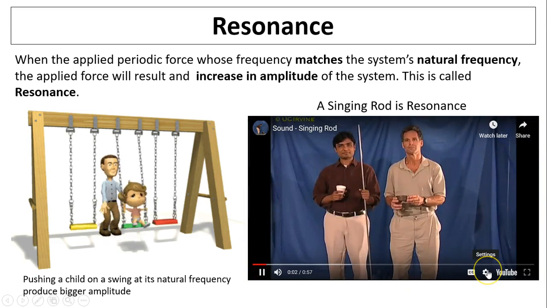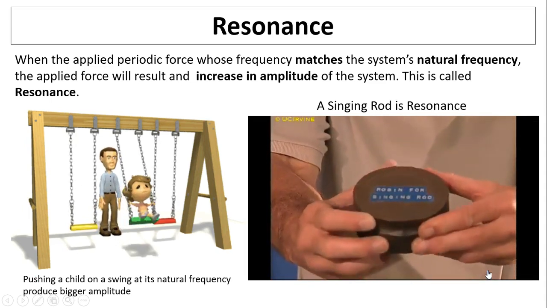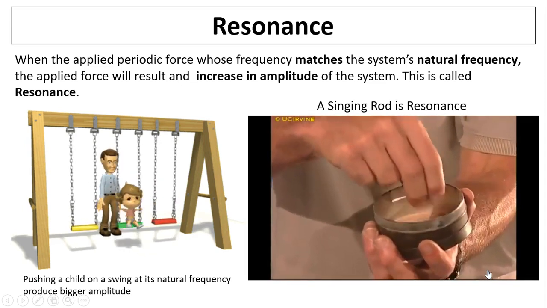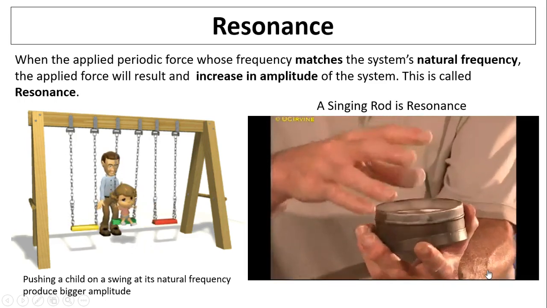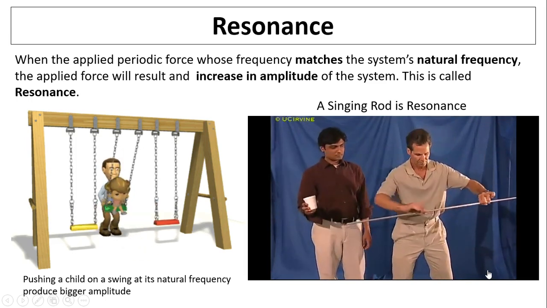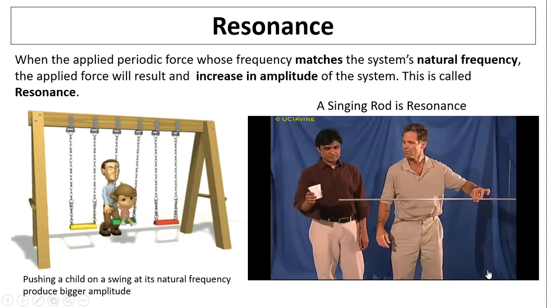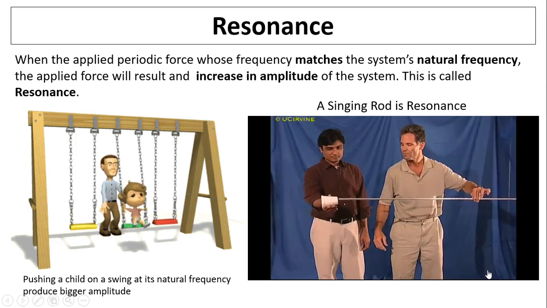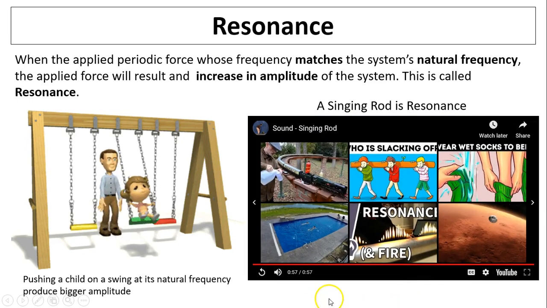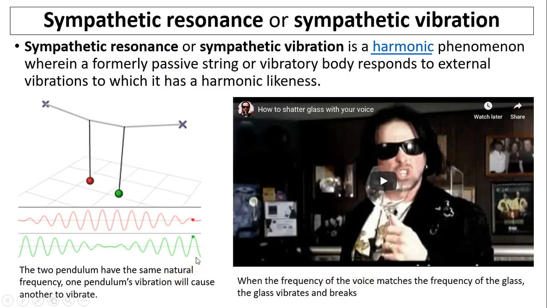Singing rod. John will create large amplitude waves at the natural frequency of this aluminum rod. He puts sticky rosin on his fingers so he can grip the rod tightly. As he pulls the rod, it sings at its natural frequency. Manoj uses the foam cup as a speaker to show that the vibrations are longitudinal, along the length of the rod. So the singing rod is resonance.